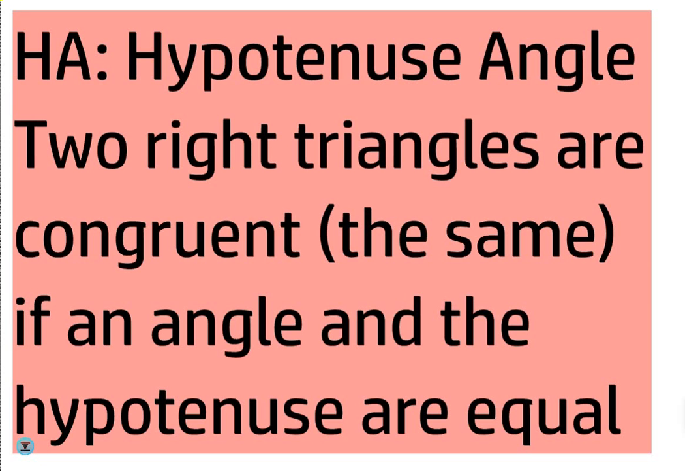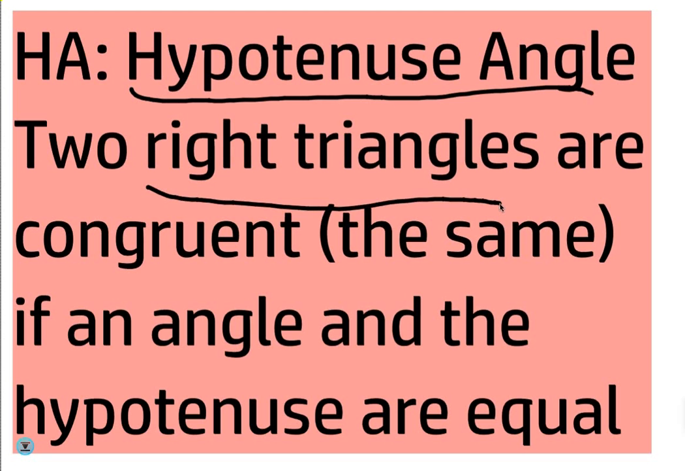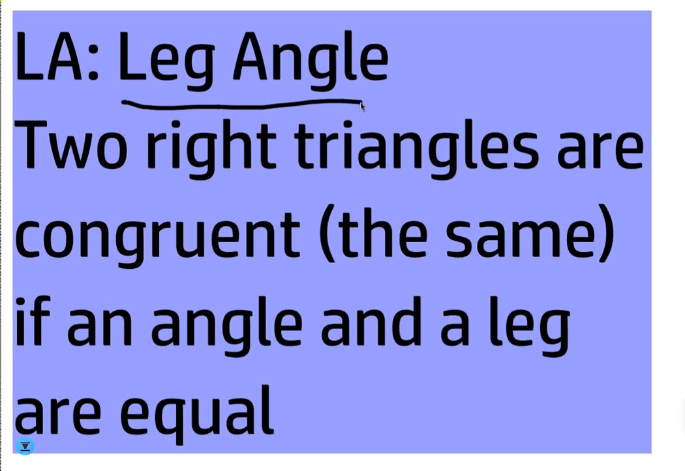Abbreviation is HA. If an angle and the hypotenuse are equal for 2 right triangles, then they are the same triangle, meaning they are congruent. Remember that word congruent means same shape, same size. All right, the 4th and final abbreviation for today stands for leg angle. So if a leg and an angle are the same for 2 right triangles, then they are congruent, meaning they are the same triangle.